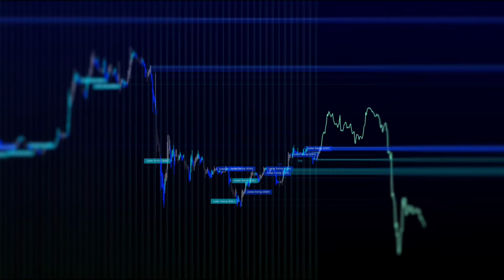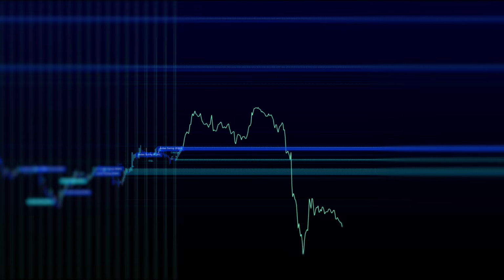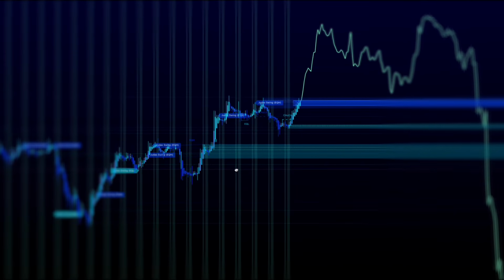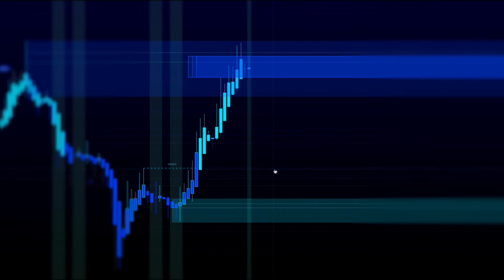What's up, traders? Today we're diving deep into Quantum Flow, and I'm going to show you exactly how to spot the institutional money moves that most traders completely miss. I'll walk you through order blocks, fair value gaps, and how to read the actual footprints that smart money leaves on your charts. All right, I've got Quantum Flow loaded up here on TradingView.